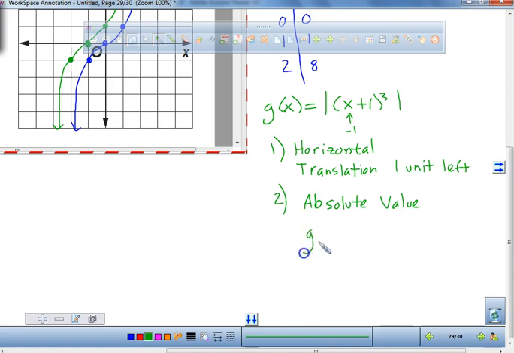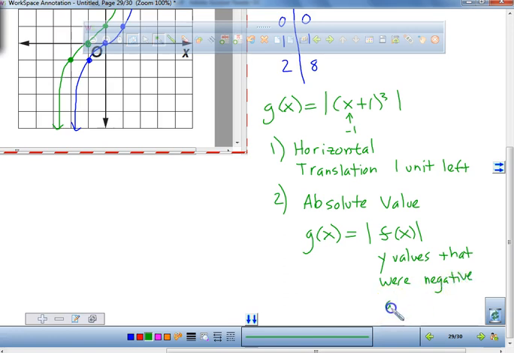By the way, when I say g of x equals the absolute value of f of x, what's happening? That means all my y values that were negative are now positive. Let me explain to you what that means in the graph, okay? When I have absolute value bars around the function, that means I am taking whatever is evaluated and making it positive.